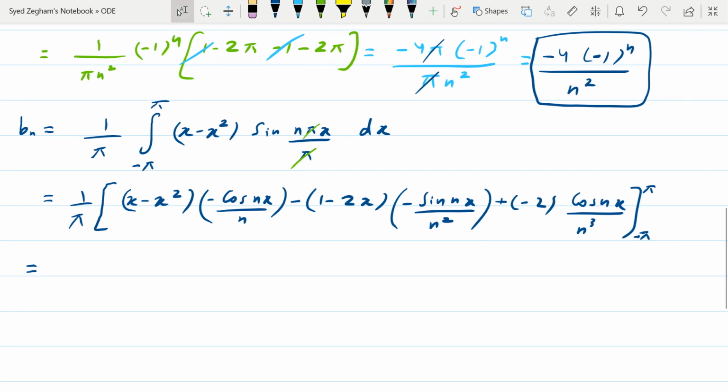Using the same argument which we discussed when we were calculating an, same thing will happen here also. When you put the upper limit x equal to pi in the second term, this will become sine n pi, which is equal to 0. When you put the lower limit x equal to minus pi, this will become sine minus n pi, which is also 0. So in both cases, this second term will become 0. So we can cancel it here itself, and we can focus on our first and the third term.